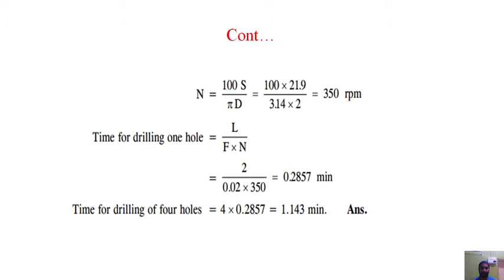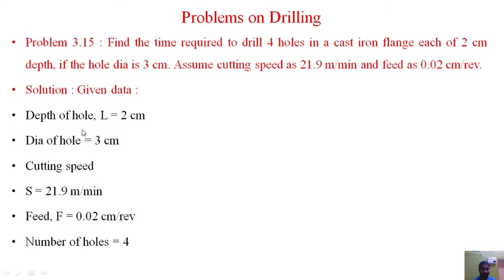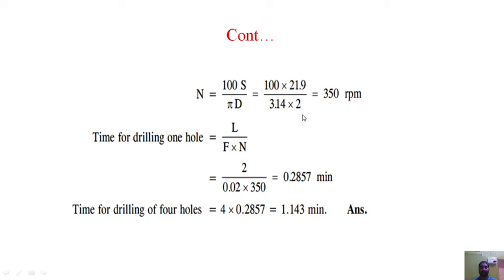So N equals 1000 S by pi D. S is cutting speed, which is given as 21.9 meter per minute. Pi is 3.14. Diameter you have to take as the diameter of the drill bit. So we are using a drill bit of 2 centimeters, so you have to take the diameter as 2. That you have to remember every time. So the RPM will come as 350.